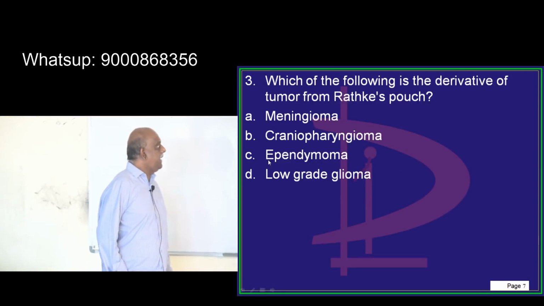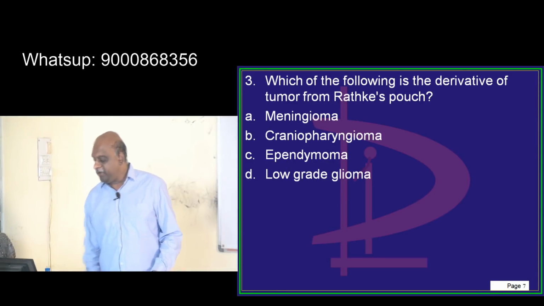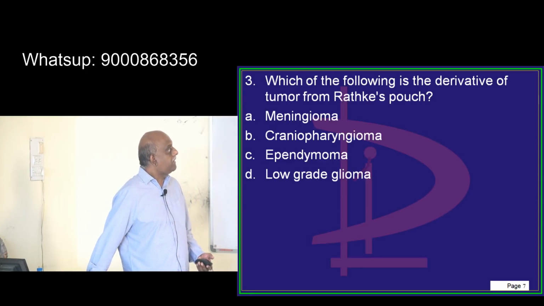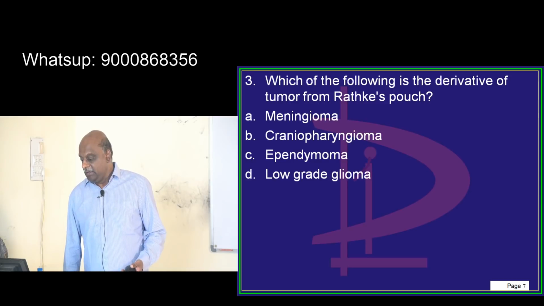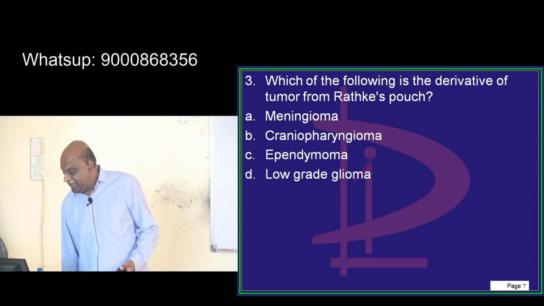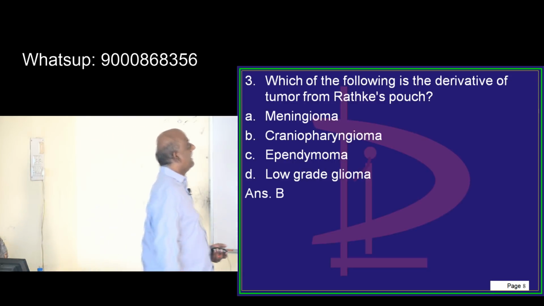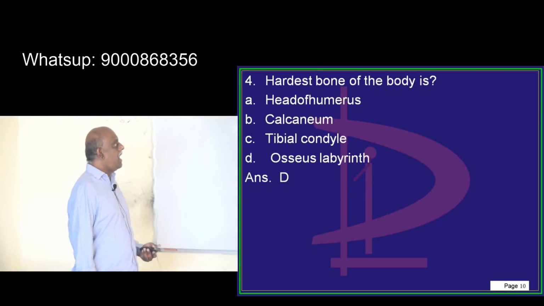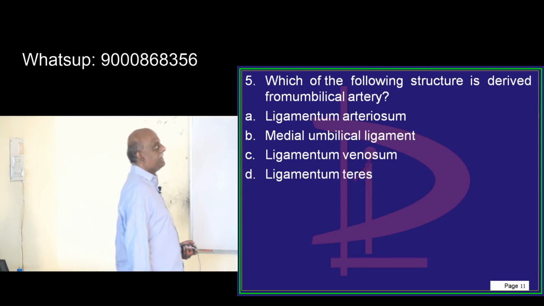Which is the derivative of Rathke's pouch? One more question for you to take a bet. Shoot your answer. Rathke's pouch, what is your opinion? I can see Anuj Nigam proposing B, Rituraj also. Craniopharyngioma, absolutely right. The hardest bone in the body is the osseous labyrinth.